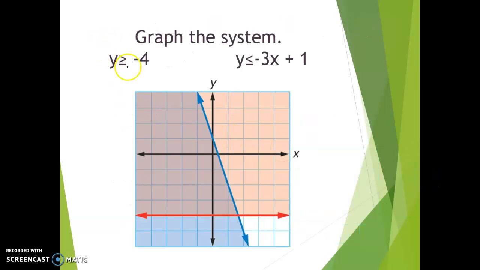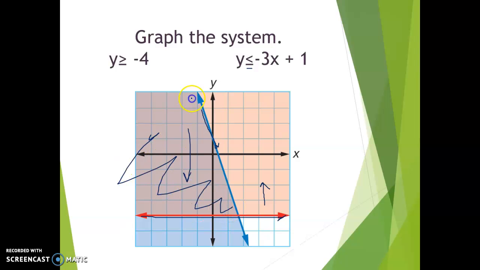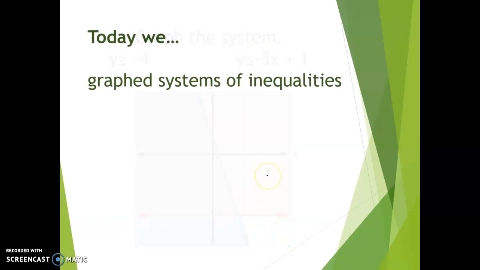Okay, let's graph the system y is greater than or equal to negative 4 and y is less than or equal to negative 3x plus 1. And you can see those two equations here. The first one is red, greater than or equal to negative 4, so solid line, and we shade above. Less than or equal to negative 3x plus 1 is a solid line as well, and we shade below. And then the area where both of those intersect is this very sloppily shaded region right here.